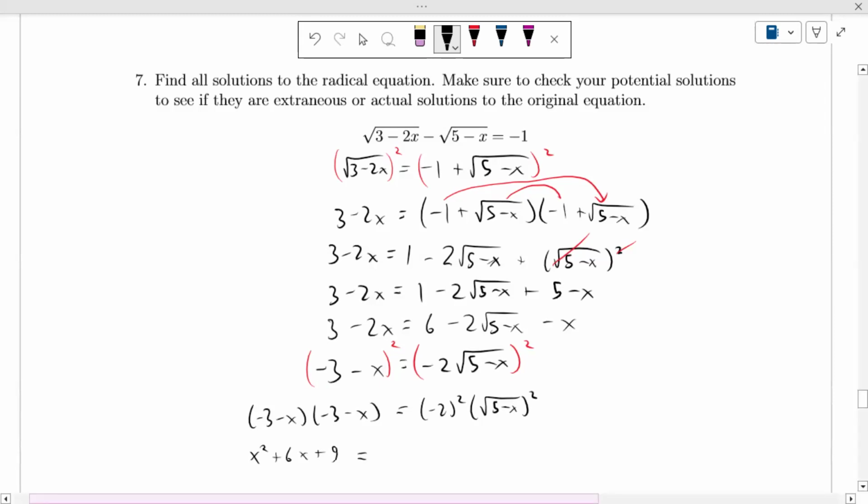Okay. On the right-hand side of the equation, -2 squared is positive 4, right? And then the square root of 5 minus x, we're squaring it. So we're going to get that the square root cancels off with the square there. And that just leaves us with 5 minus x. Don't forget to use parentheses. That 4 is getting multiplied all the way through. Okay.